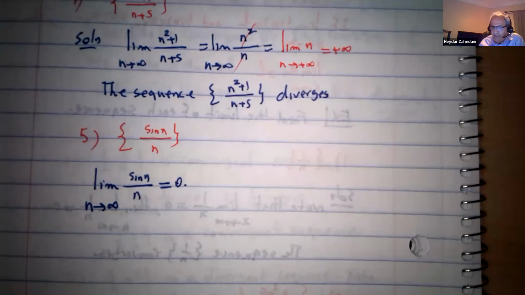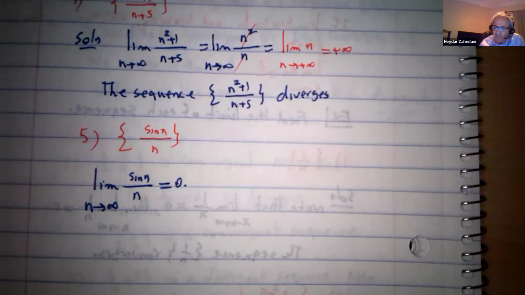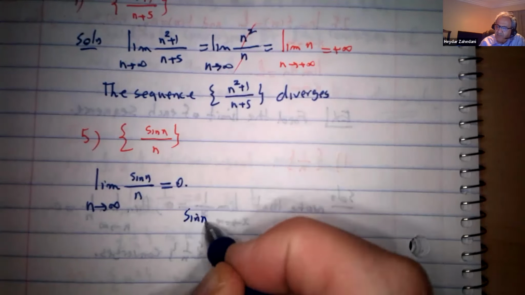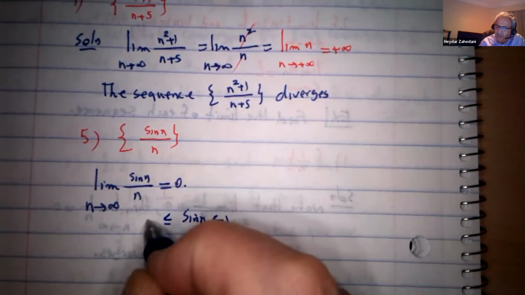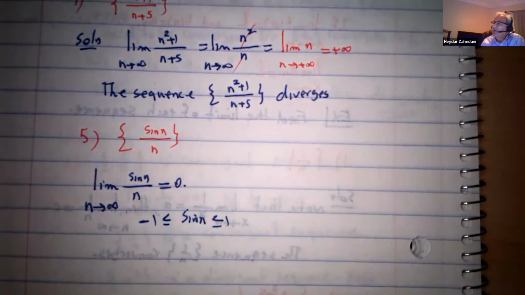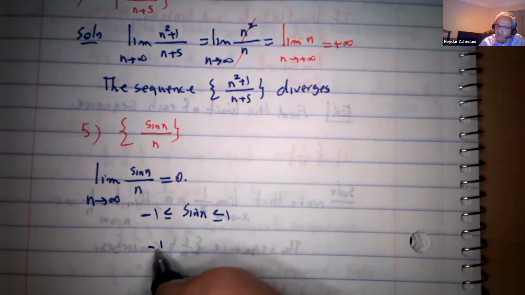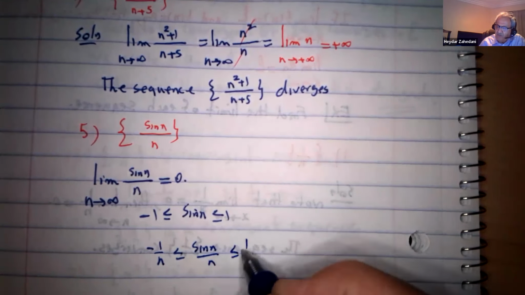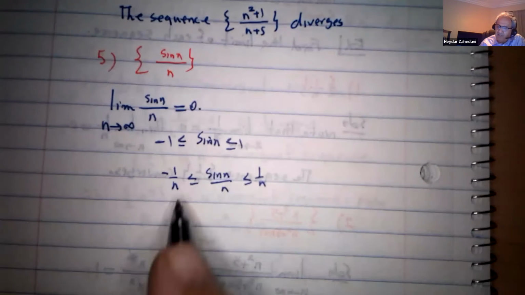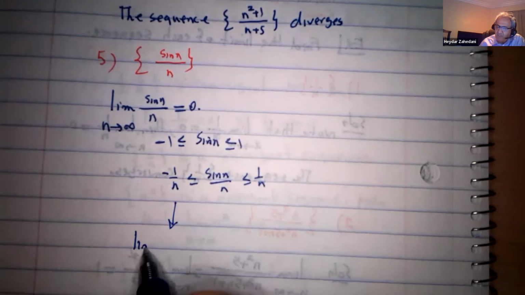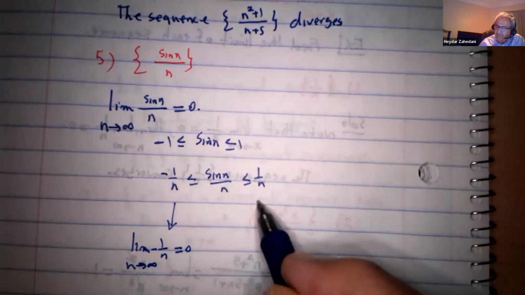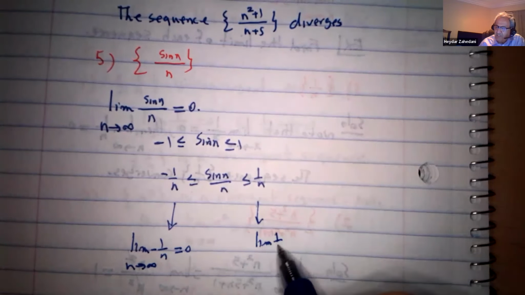But if you want to prove it, you can prove it by using the squeeze theorem. Remember from calculus 1, the sine n is between 1 and negative 1. So you want it divided by n, so just get divided by n. It's negative 1 over n, sine n over n, and this is going to be 1 over n. This is the way we do it in calculus 1. Okay, this limit is 0. And this limit is also 0.